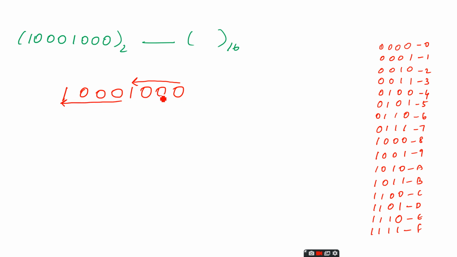Now 1000, the equivalent hexadecimal value is 8. Then 0100, it is 4. So the answer is 84 base 16. This is the answer.